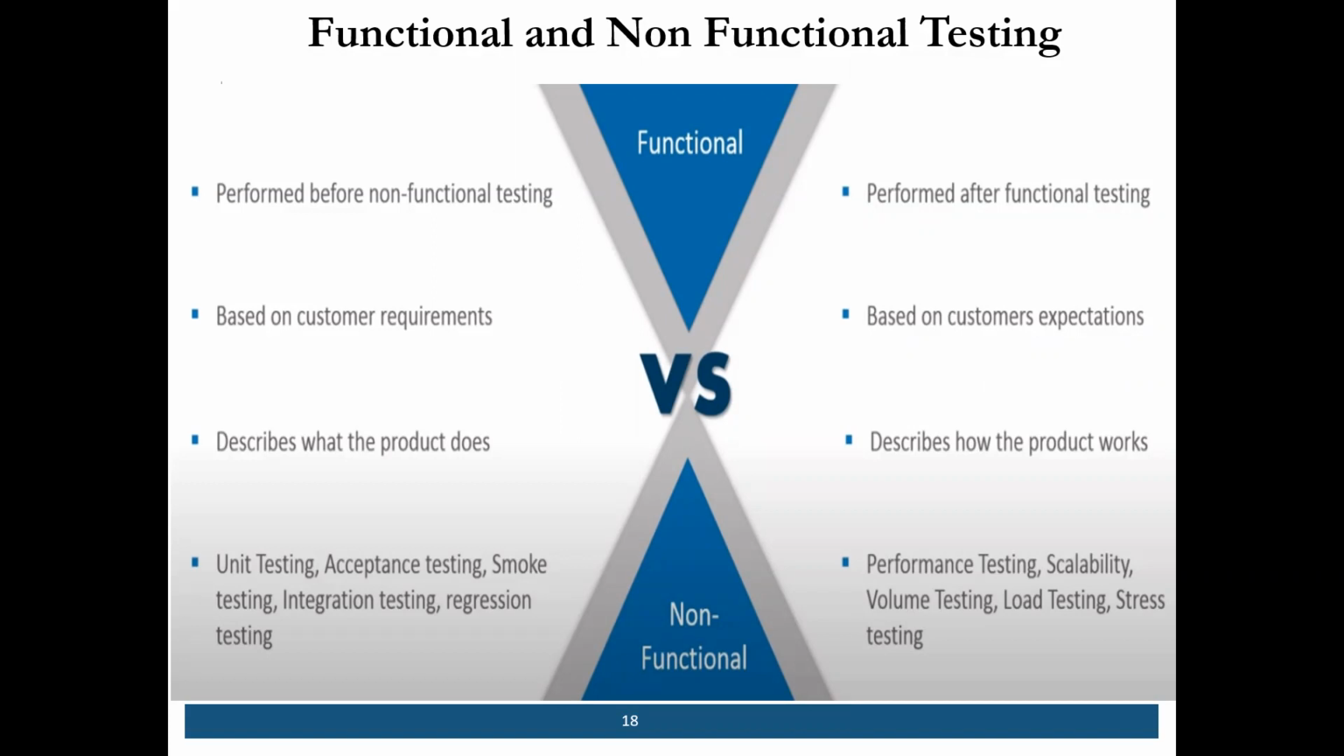Why is it called regression testing? Because when developers have fixed those defects, we check whether the fixes are affecting our other areas, whether there are side effects. So to see that the fix has not affected our other areas is called regression testing. Clear, everyone? So these are the different types of functional testing.